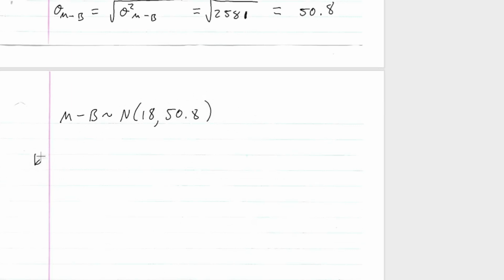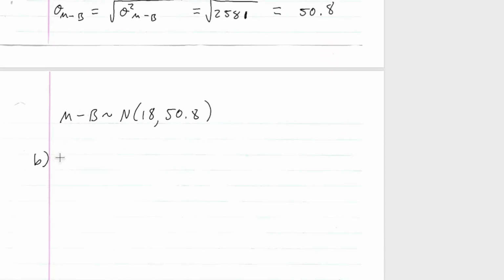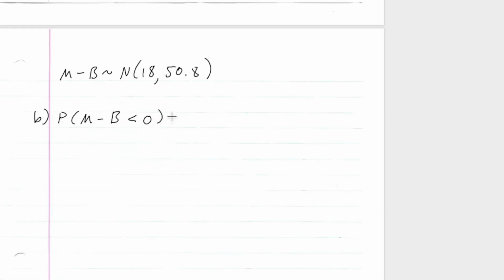All right, so now part B, they wanted us to find the probability that a randomly selected 14-year-old boy has higher cholesterol than a randomly selected man aged 20 to 34. Okay, so they want us to find the probability that M minus B is less than 0. Because if B has a higher cholesterol than M, that means M minus B would be less than 0, right? So this is equal to, so we know M minus B follows a normal distribution, so we can standardize this, Z less than 0 minus 18 over 50.8.